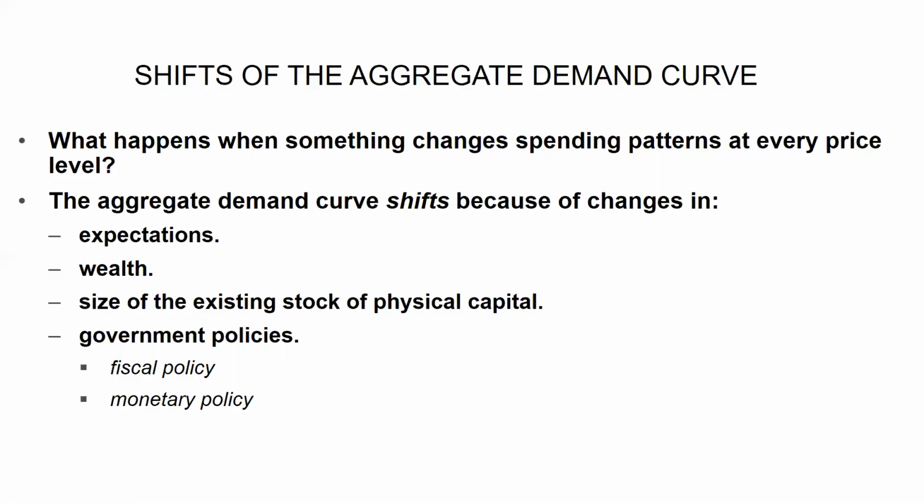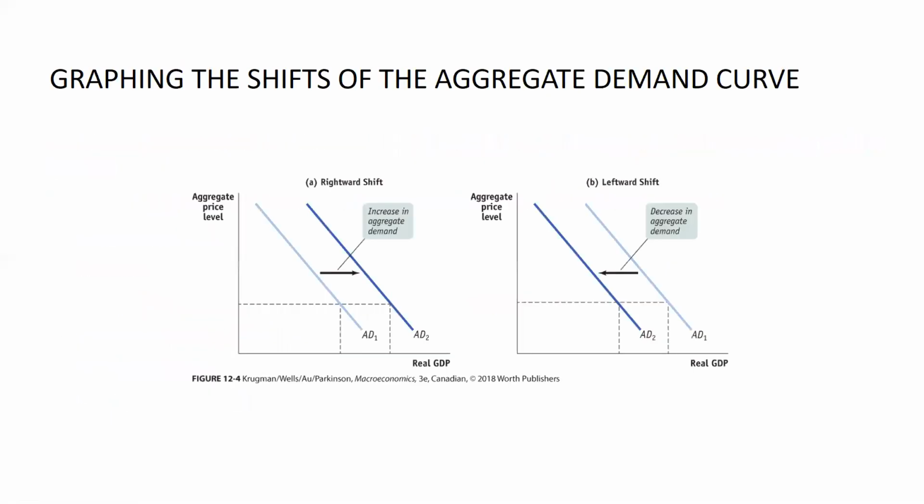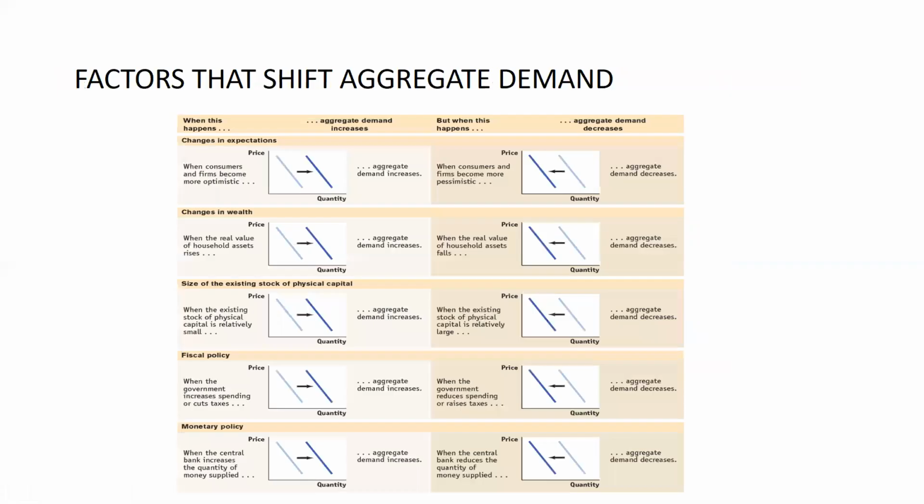Those also affect spending. And so when you have a change in a variable that increases aggregate demand, at the same price you will have consumers and firms and the government and so on wanting to buy more things, so aggregate expenditure moves out, and so the aggregate demand curve pushes up. When something reduces aggregate expenditure, the aggregate demand curve moves down. Here we have a few factors that can affect that.